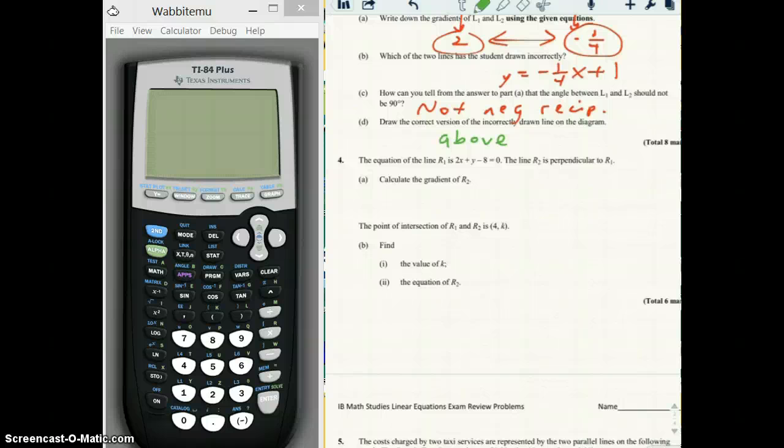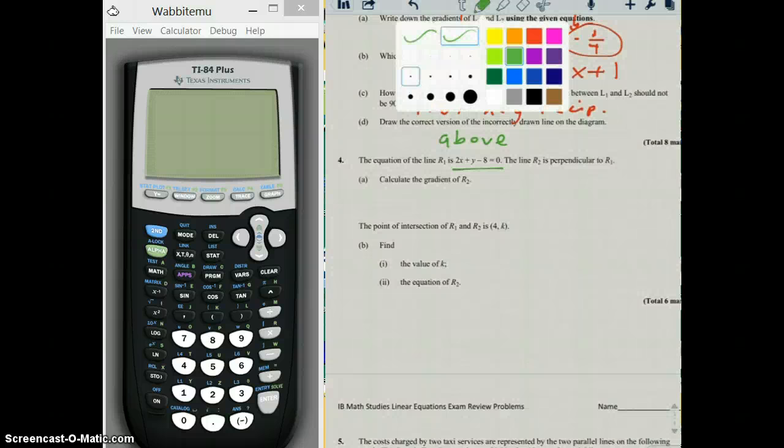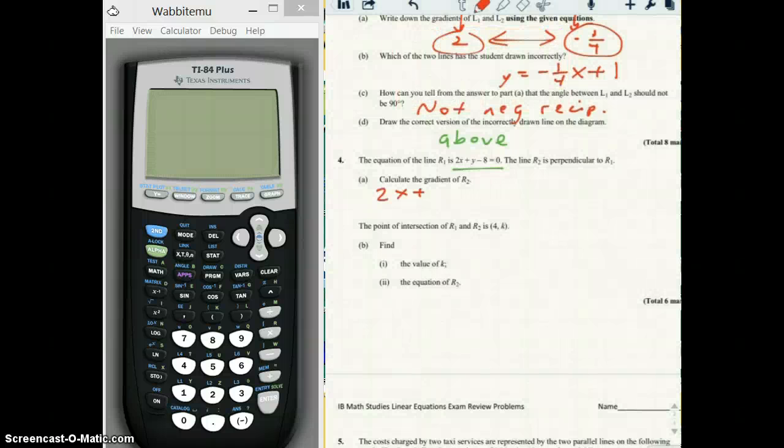Okay, one last problem in this video. So here's the equation of a line, and this line is perpendicular to another line called R2. So what's the gradient of R2? Well, we don't really know the gradient of R1 yet because it's not in gradient intercept form. So first, let's rewrite 2x plus y minus 8 equals 0. This form looks nice, but it doesn't really tell us anything.